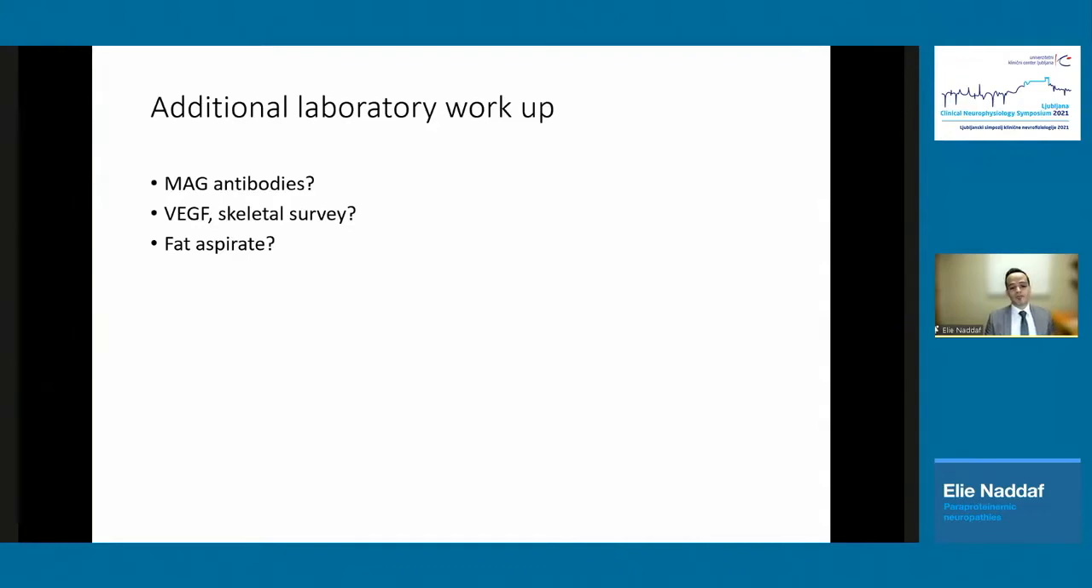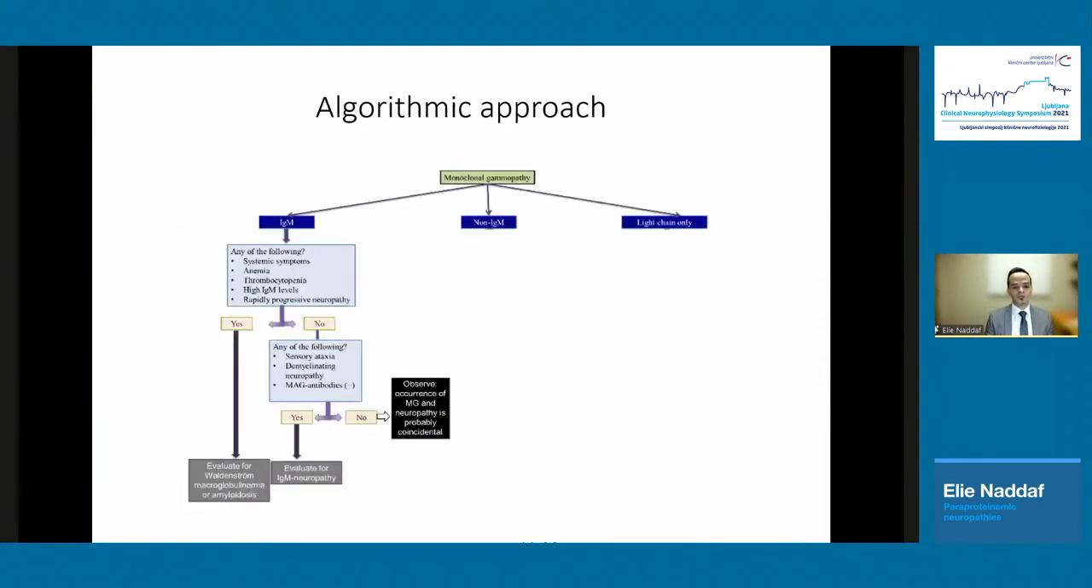Would you do a VEGF level, vascular endothelial growth factor, if you're thinking of POEMS, or a skeletal survey? Again, as I showed you, IgM is very rarely a myeloma, so you don't have to. You could if you have high clinical suspicion, but you don't have to. And a fat aspirate, well, everything can be amyloidosis. With the demyelinating feature here and the lack of any autonomic symptoms, the suspicion is very low. It's not wrong to do it and it's something easy to do, but you don't have to.